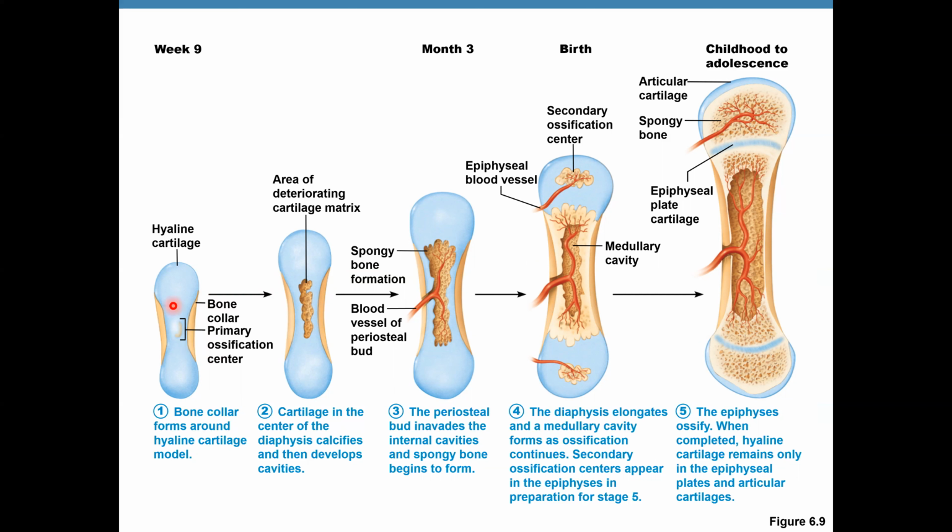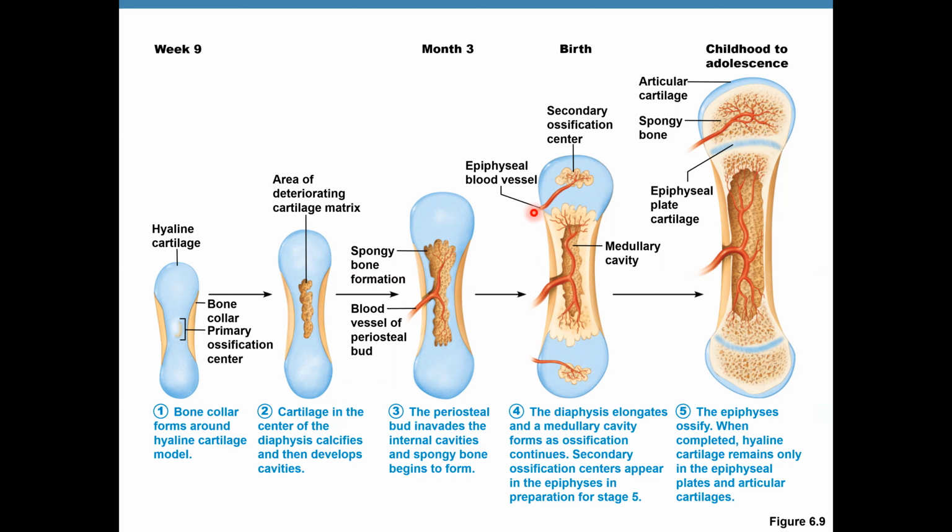And also inside, we're forming the primary ossification center, right? Because this cartilage calcifies and dies and starts forming cavities. Then we have a special structure called the periosteal bud, right? The periosteal bud invades these cavities. It has blood vessels, and with the blood, it brings osteoblasts here, and the osteoblasts start secreting matrix, and the cartilage continues to die, so we develop the medullary cavity.